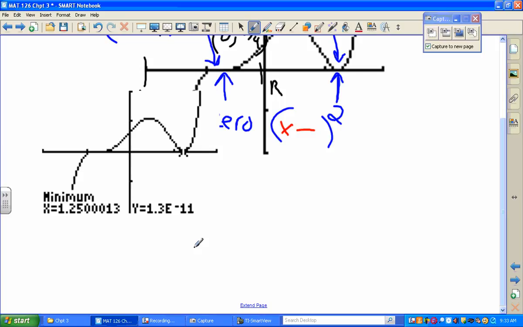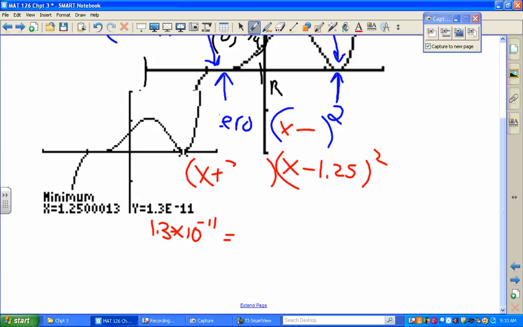No, it's a number written in scientific notation. Very small, so small it's insignificant, which will make it 0 on the calculator. So this is 1.25. X minus 1.25 squared. The other one was x plus 3/4 cubed.